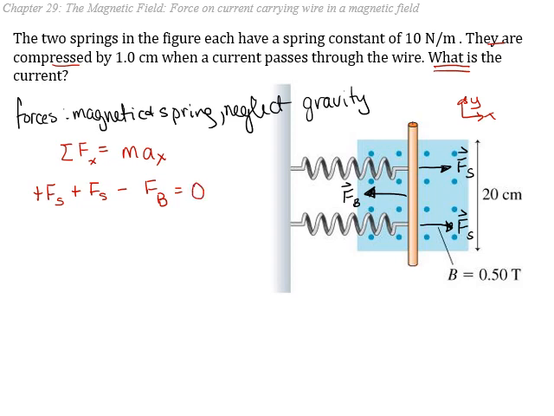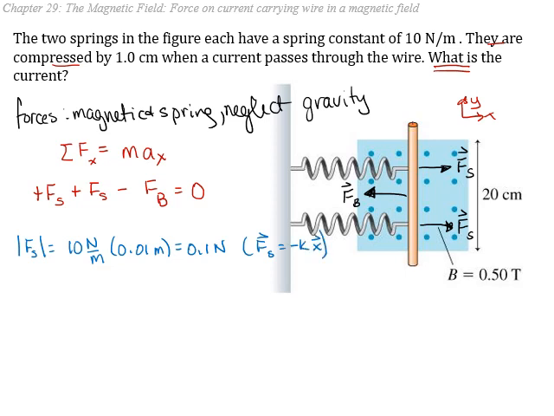What are we going to put in for each of our forces here? The magnitude of our spring force is going to be the magnitude of the spring constant times the magnitude of the compression. The spring constant is 10 newtons per meter, and the magnitude of the compression is 0.01 meters. So that equals 0.1 newtons. So that comes from a spring force equals minus kx.